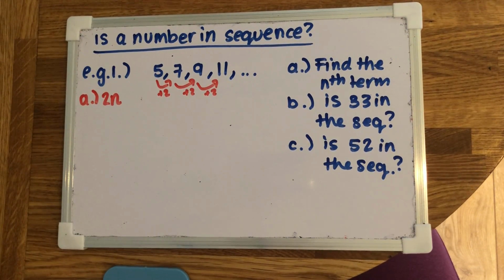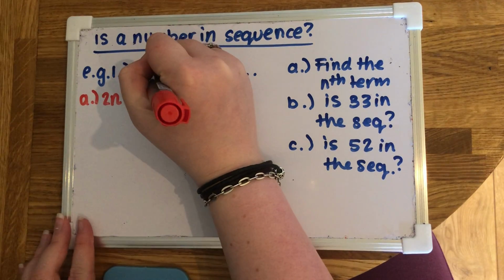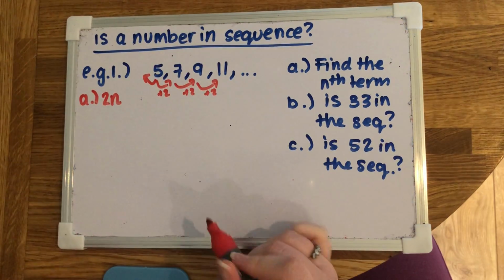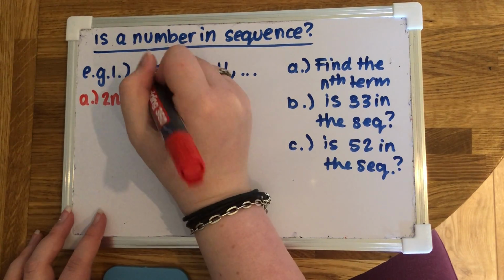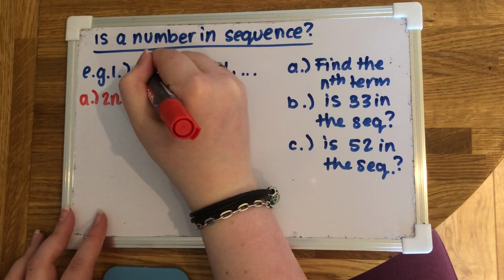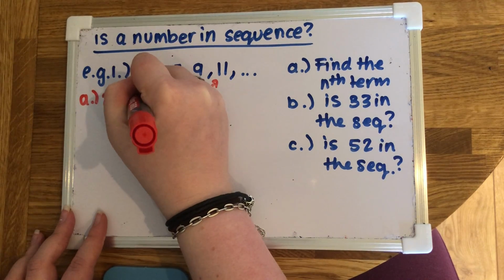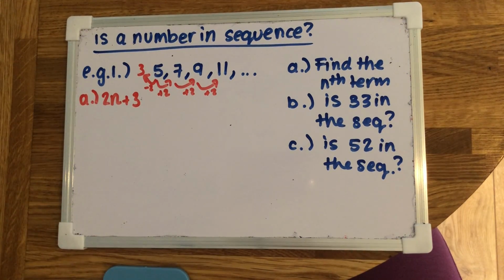Then we need to find the 0 term, or the one that would have appeared before the 5. At the moment we've been adding 2, so we need to do the opposite, we'd have to subtract 2. So 5 subtract 2 would give us positive 3. So it's going to be plus 3 there. Okay, so that's part A done.